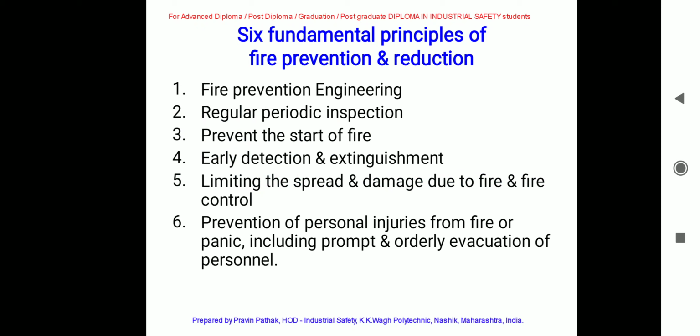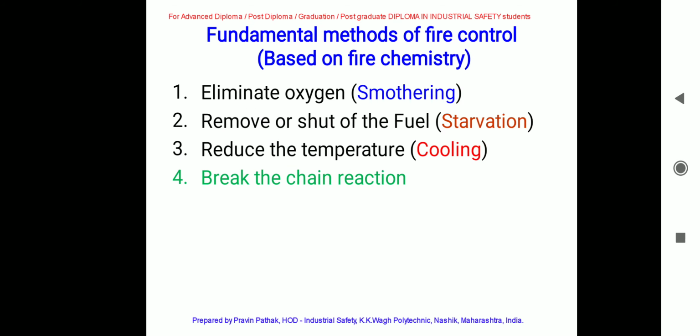So whichever principle is feasible and affordable, that should be adopted by the particular industry. Fire prevention engineering is one of the very good principles, but in some cases, especially for small scale industries, it is not affordable. So that is why we can adopt other principles to prevent the fire or to reduce the fire hazard.